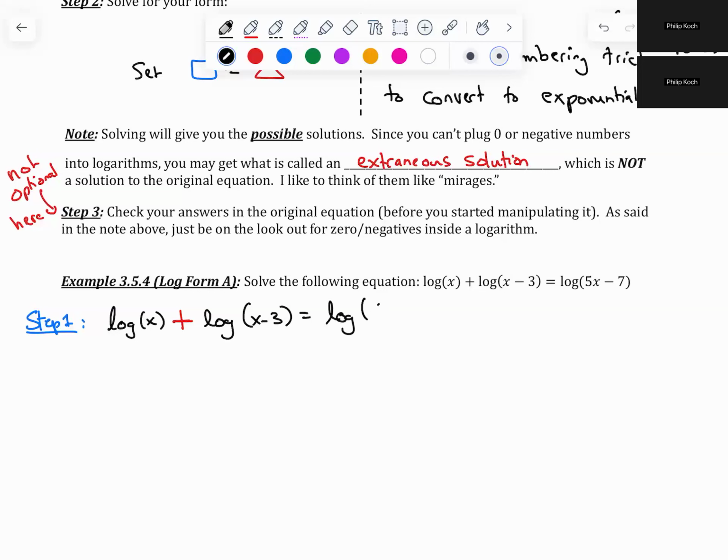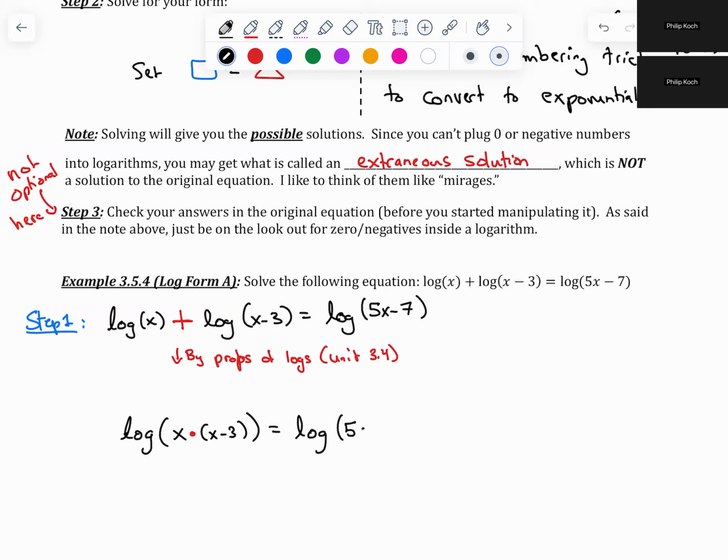Equals log of 5x minus 7. Because of the properties of logarithms, I can take that addition on the outside and condense. I can combine these things by properties of logs. You can combine these things and leave a little bit of space and then write log of x times x minus 3 equals log of 5x minus 7.